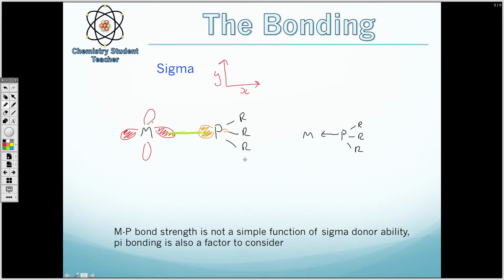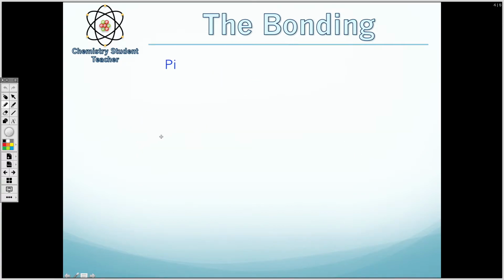However, as I said previously, the metal to phosphorus bond is not just sigma, we also have to consider the pi bonding, the pi back bonding, to be more specific. So if we look at this, once again we can have our metal. However, this time we can have, let's say, a dxy orbital, something like this, shade in those lobes. They can be black and white or plus and minus, depending which you prefer. Then we're going to have our phosphorus here.